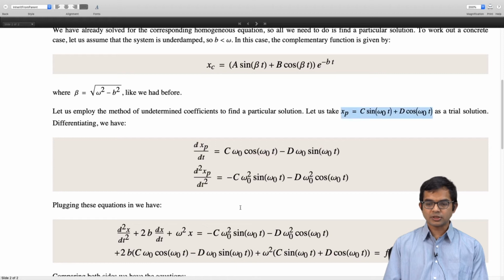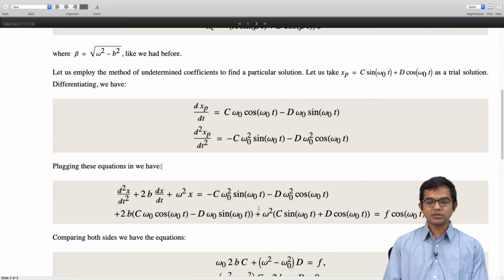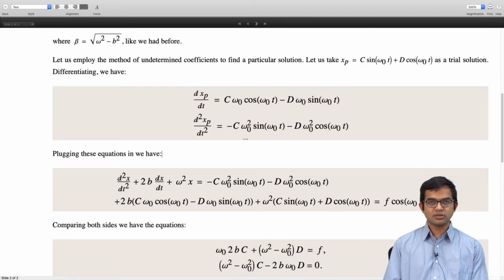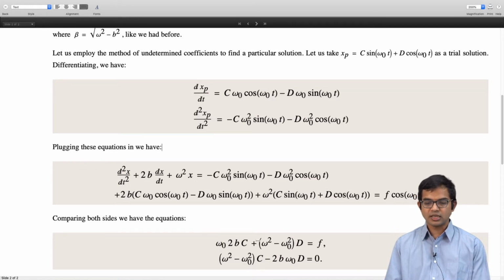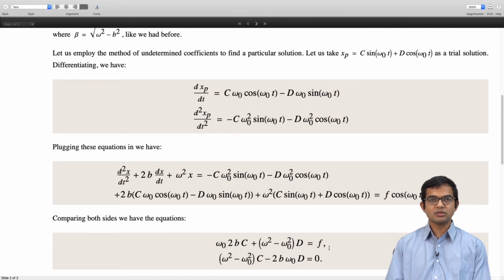So if we plug in these expressions, we must equate it to f cosine of omega naught t. Basically we have to ensure that the coefficients are such that, this is the method of undetermined coefficients. We have to ensure our coefficients are such that 2b omega naught c plus omega squared minus omega naught squared times d, this is the coefficient corresponding to cosine of omega naught t. On the right hand side this coefficient must equal f, and there is no coefficient corresponding to sine of omega naught t.